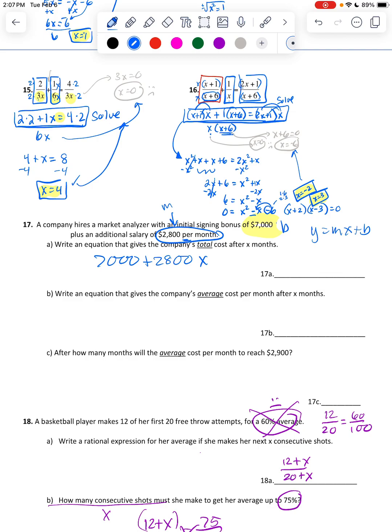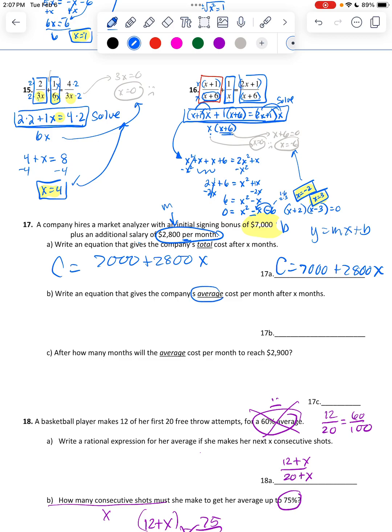It says write an equation that gives the company's cost after x months. So the cost is going to equal this. It says after x months. So the cost will be $7,000 plus $2,800 per month.